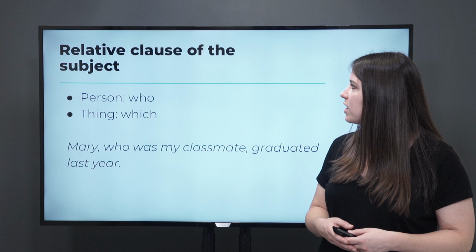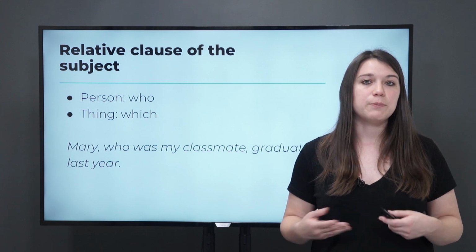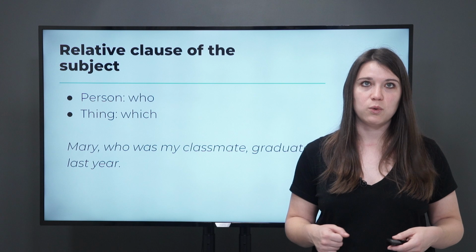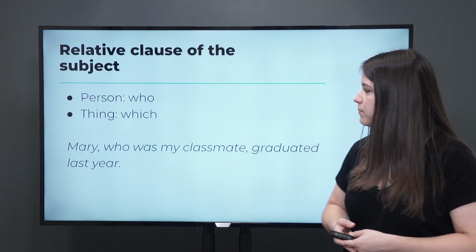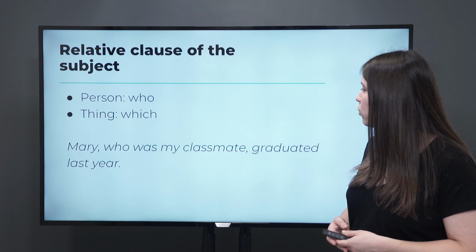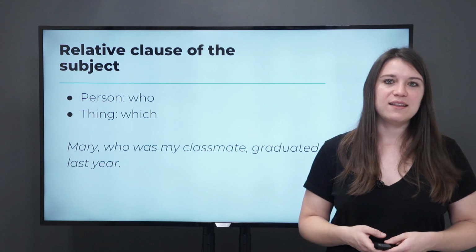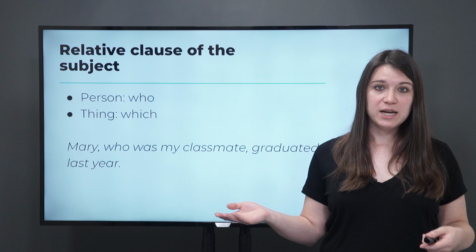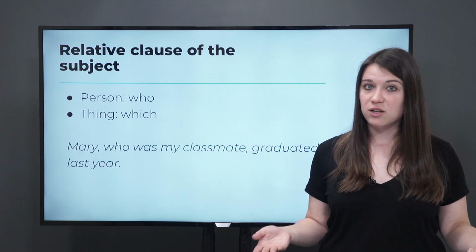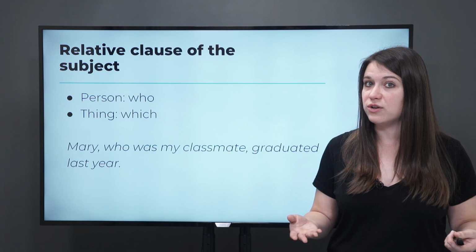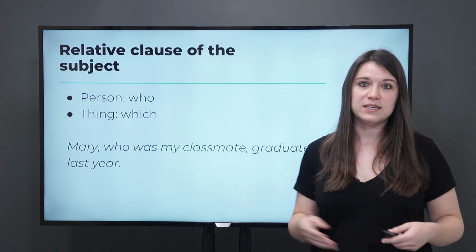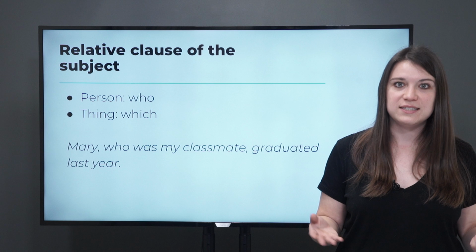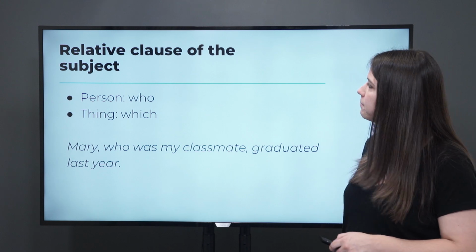Okay, relative clause of the subject. If the subject is a person, we use who. If the subject is a thing, we use which. For example, Mary, who was my classmate, graduated last year. Okay, so here we could also say Mary graduated last year. We still understand the meaning, but here we add additional information. She happens to be this person's classmate. So we say, oh, it's interesting, but I understand the sentence if we exclude this information as well.